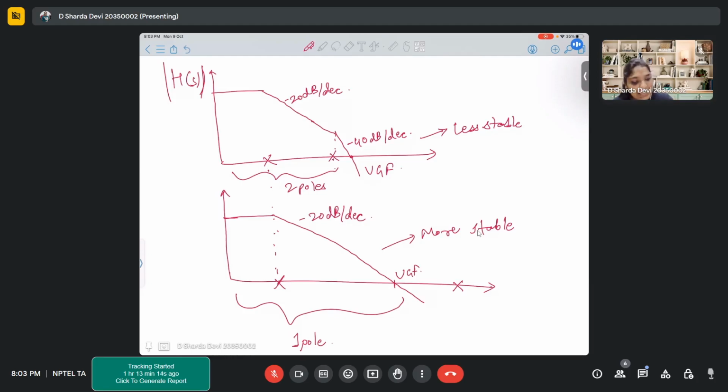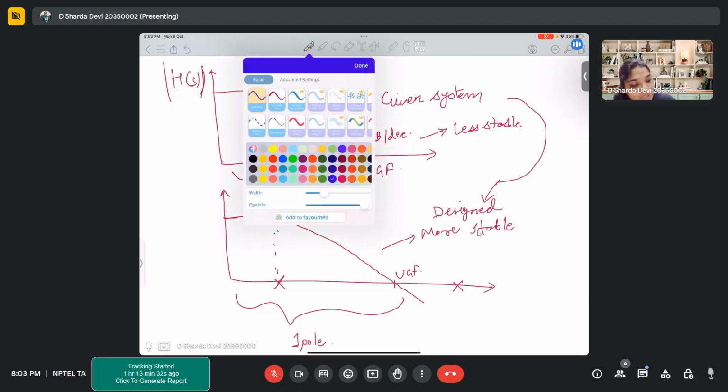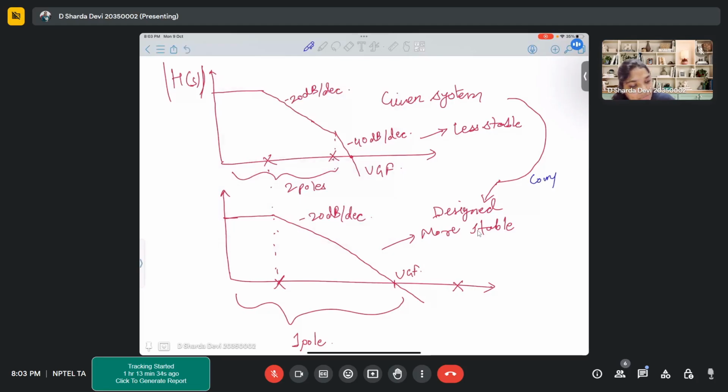So the idea is we want to create, let's say if you have a given system, this is the system which is given to you. What we want to make is a designed system. So the given system is modified and designed like this, and this is done through the concept of compensation. So through compensation, what we are doing is we are shifting the two poles apart.